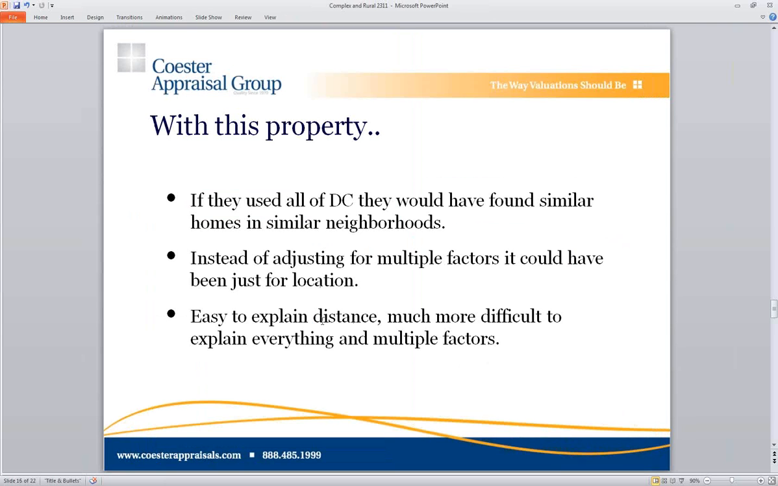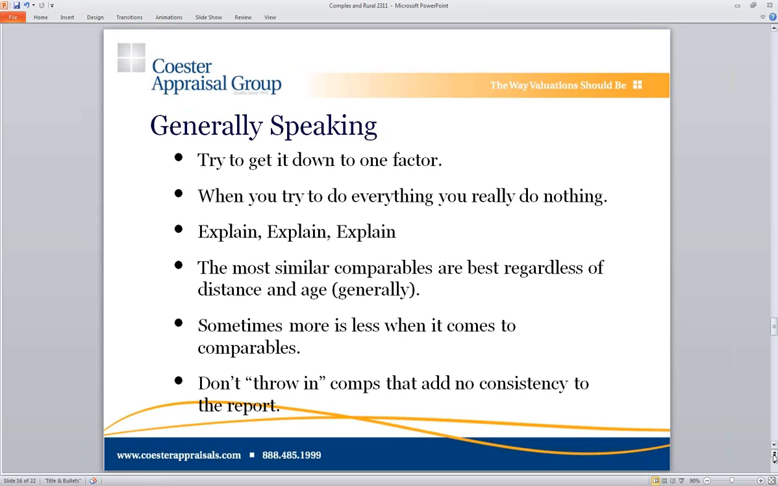You can explain 1 or 2 factors. Let's say you just stay close. So I want to find comparables within a mile. I want to find comparables with this kind of thing. It becomes much more difficult because you're trying to make it fit into a box. And again, you're appraising a property, so it's not going to fit into this box. Generally speaking, and in wrapping up because we've got to end pretty soon, when you try to do everything, you really do nothing. The most similar comparables are best regardless of distance and age, generally speaking. Sometimes more or less when it comes to comparables.